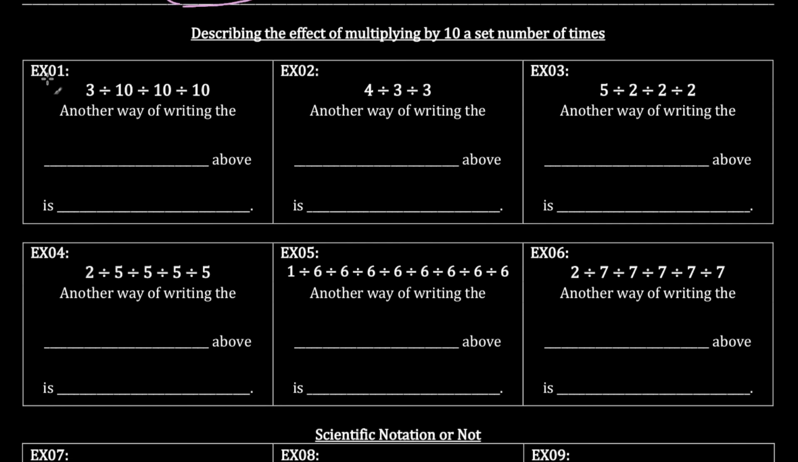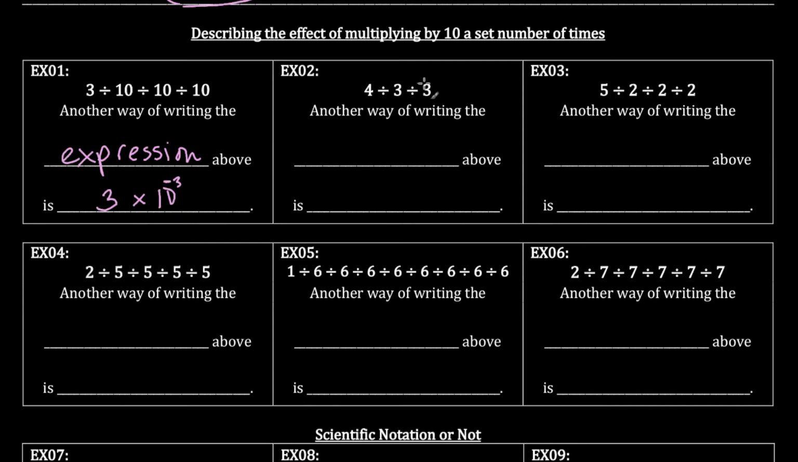So right here, in example number 1, 3 divided by 10 divided by 10 divided by 10. Another way of writing this expression is, normally if this is 3 times 10 times 10 times 10, we would write 3 times 10 to the third power. But instead, we're not multiplying by 10, we are dividing by 10. So we are going to go to the negative third power.